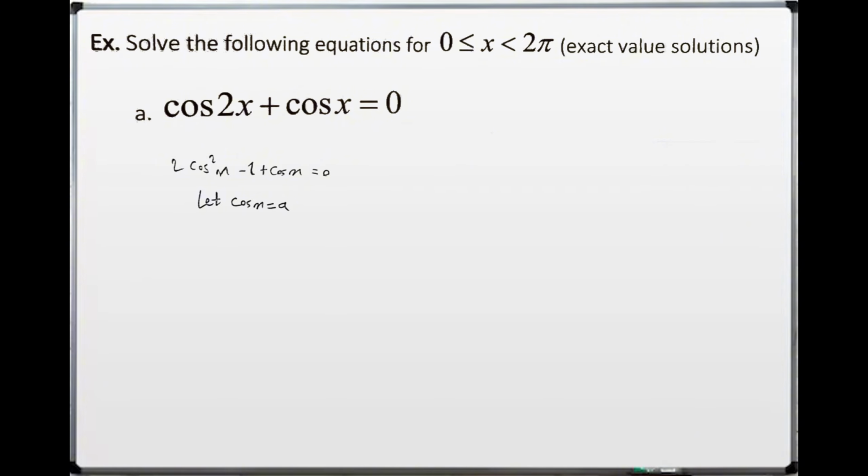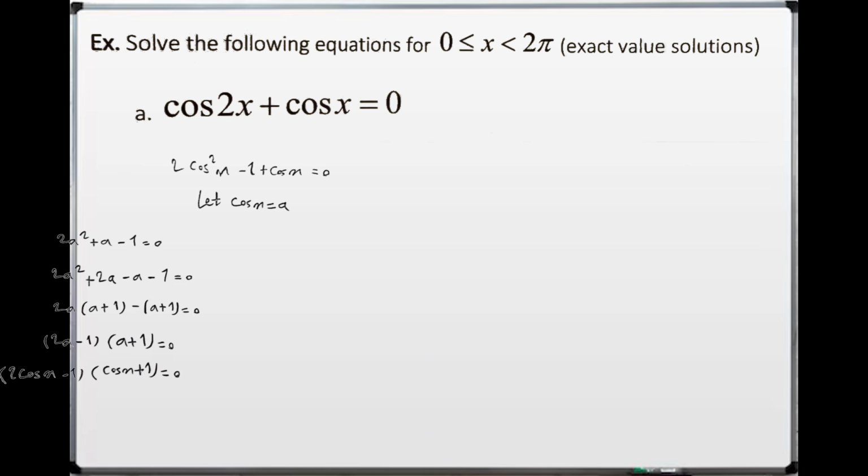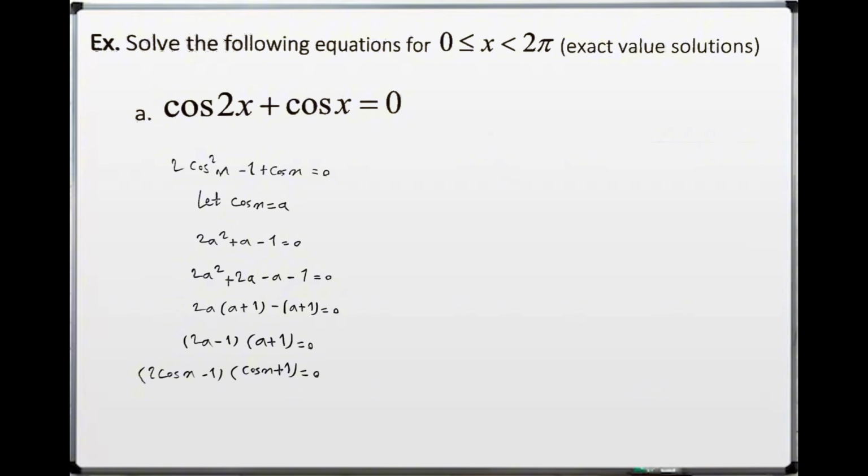When we look at this, we find out that we can factor this, and we can say that cosine of x is equal to a, or any other variable that you want, and we can rewrite it as 2a squared plus a minus 1 is equal to 0. And we can factor it, and it would look like (2a minus 1) times (a plus 1) is equal to 0. And now we would replace the a's with the cosine of x, and it would look like (2 cosine x minus 1) times (cosine x plus 1) is equal to 0.